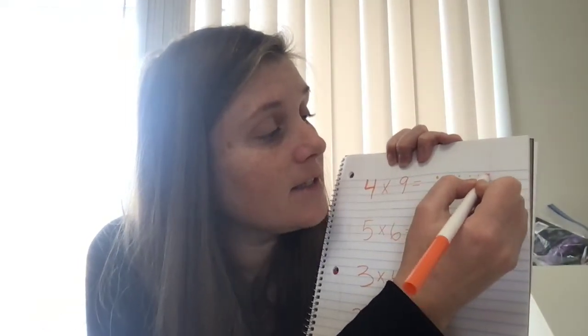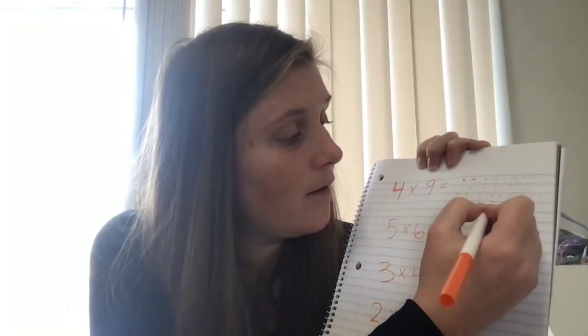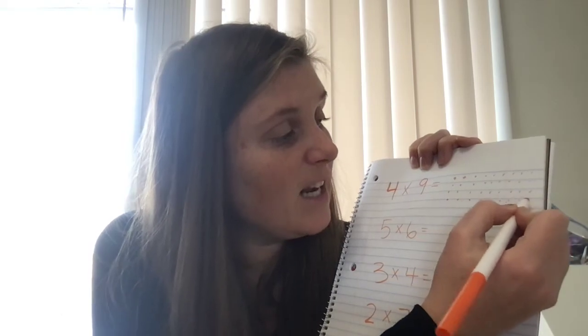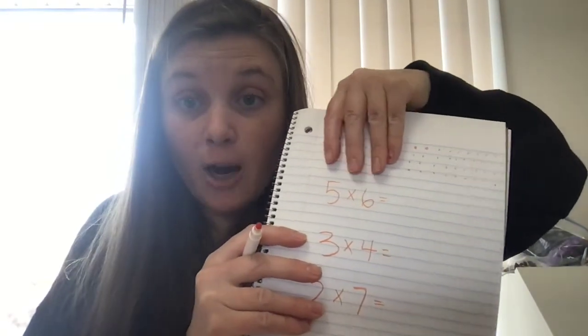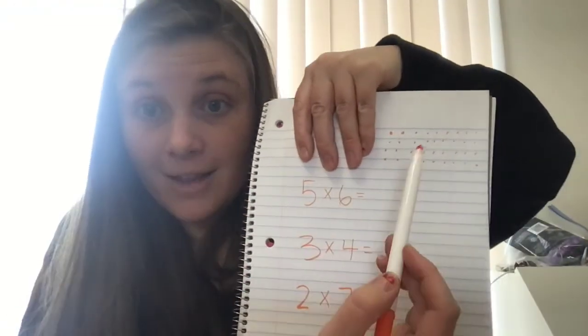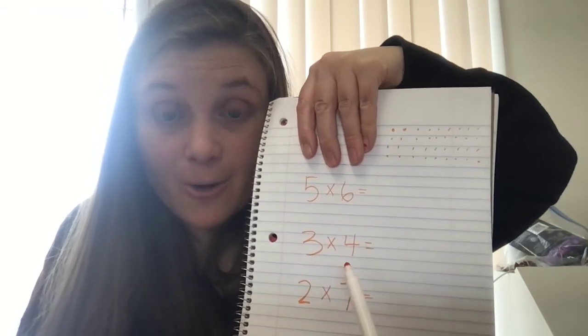So 1, 2, 3, 4, 5, 6, 7, 8, 9. 1, 2, 3, 4, 5, 6, 7, 8, 9. 1, 2, 3, 4, 5, 6, 7, 8, 9. So on that index card, on the new one, the blank one, you're gonna draw that array. Ooh, right there. Four groups of nine, okay?